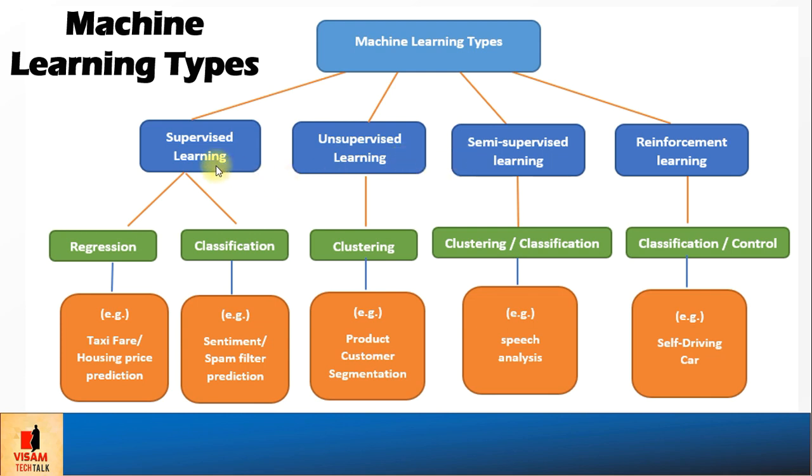These are the 4 different types of learning in machine learning. In supervised learning, there are various algorithms like regression and classification, which are used to analyze the data and predict the output. Supervised learning is used for house price predictions, spam filtering predictions, and tax fare predictions. In the same manner, different algorithms are used in different learning types.